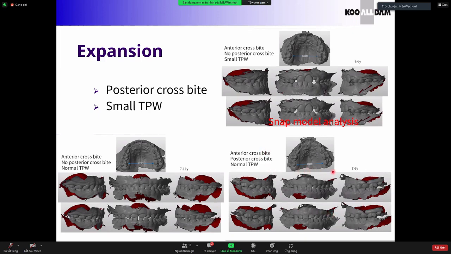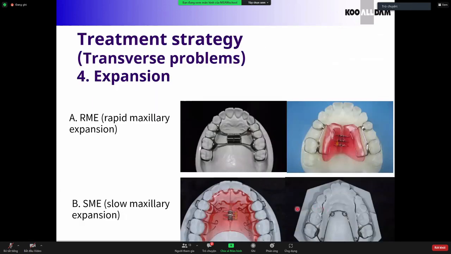So in some cases, after making class 1, even though at first there is posterior crossbite, after making normal overjet, if there is no posterior crossbite, I do not use an expansion appliance in the upper arch. When you use an expansion appliance, you may use RME or SME appliance.